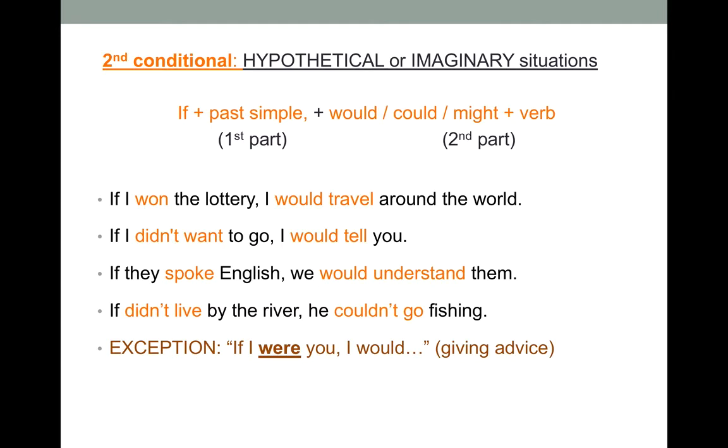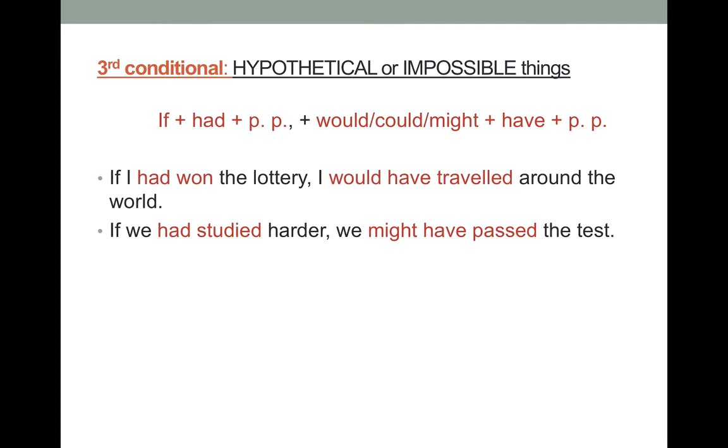Okay. And then finally, we have the third conditional. Now, the third conditional, you're going to study this in more detail next year, but I think it's better to start introducing it this year. All right? The third conditional is when we talk about hypothetical or impossible things, basically because they are in the past. And we always use the structure if plus had plus past participle, and in the second part, would have or alternatives, could have or might have.